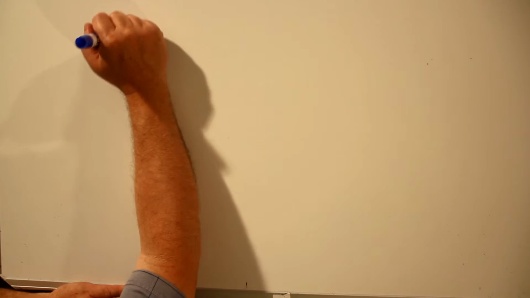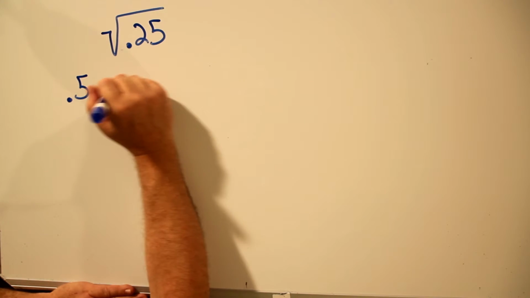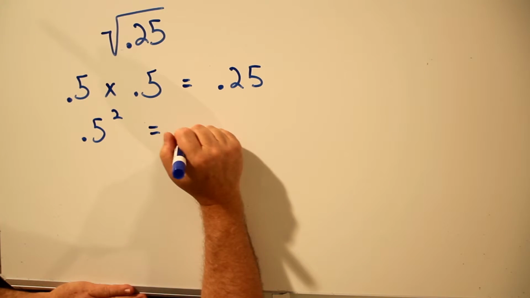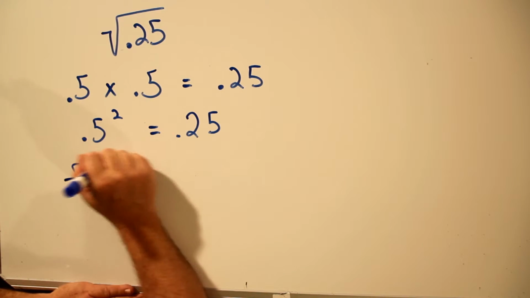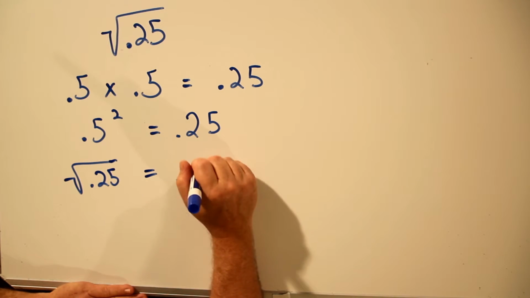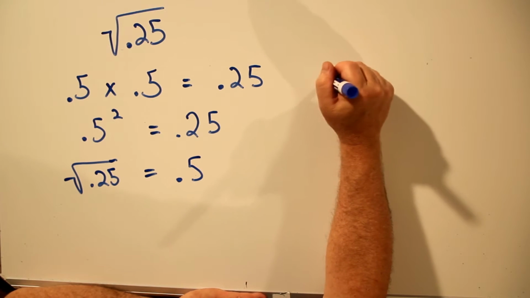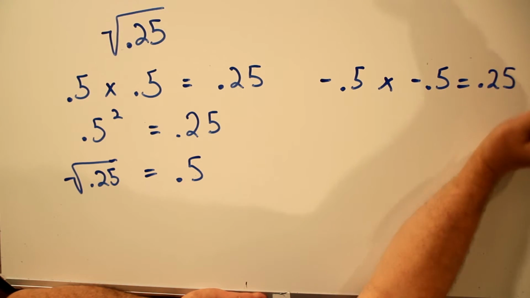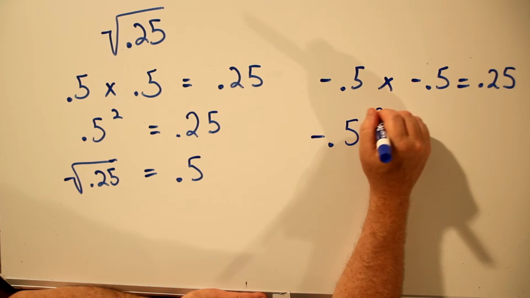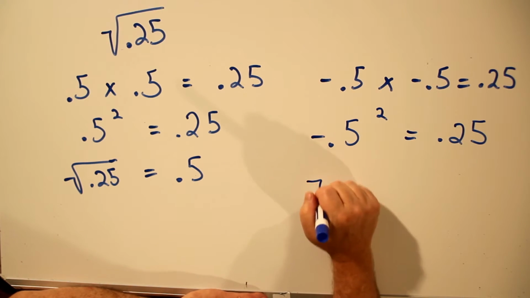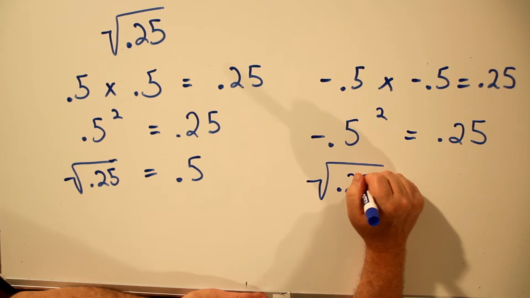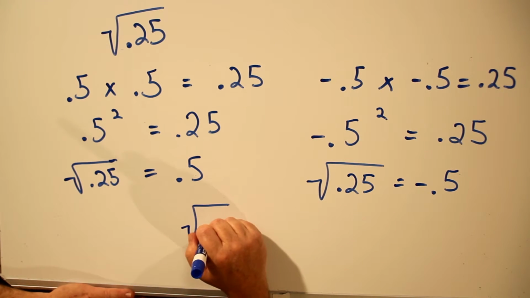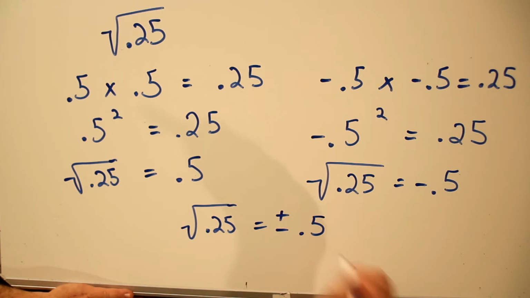How about the square root of a decimal? Well, 0.5 times 0.5 is 0.25. 0.5 squared is 0.25. Therefore, the square root of 0.25 is positive 0.5. And as you know by now, negative 0.5 times negative 0.5 is positive 0.25. Negative 0.5 squared is 0.25. So the square root of 0.25 is also negative 0.5. The square root of 0.25 is plus or minus 0.5.